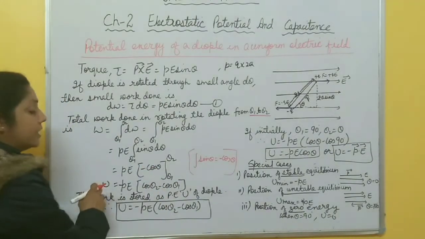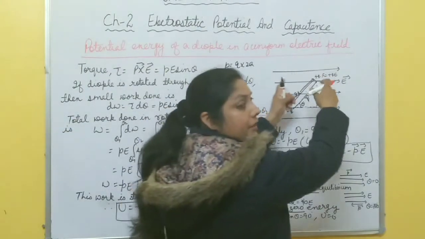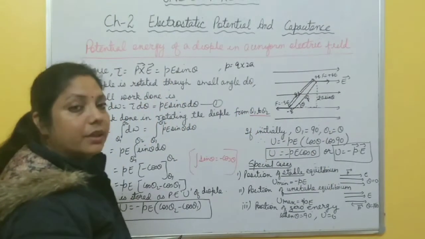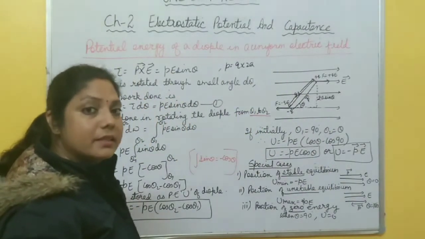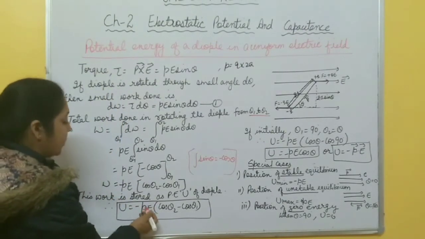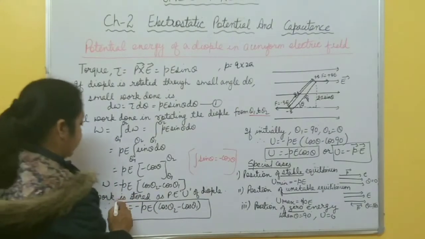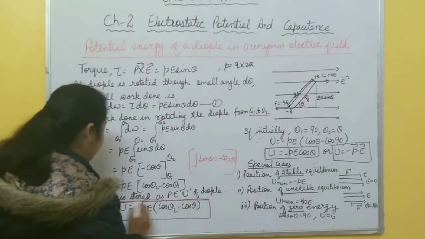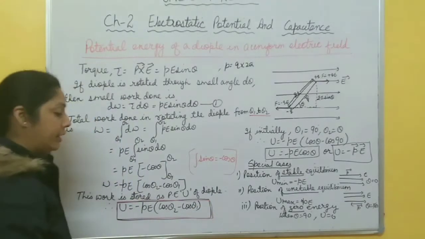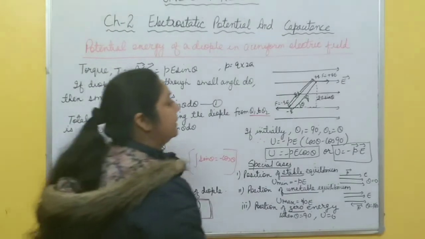Now this work is stored as potential energy of this system, that is, the dipole, right? Two equal and opposite charges, you know, that work is stored in the system as potential energy. So potential energy is also equal to this work done, minus P (cos theta 2 minus cos theta 1). This is the general expression for potential energy of a dipole in a uniform electric field, right?